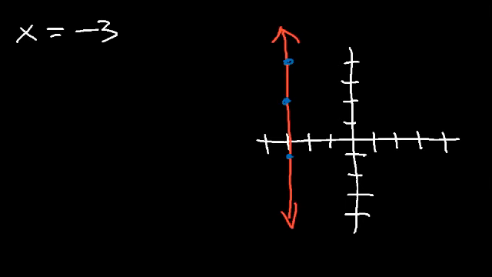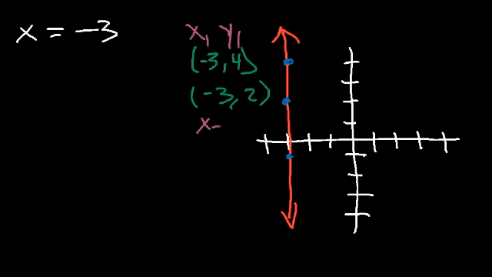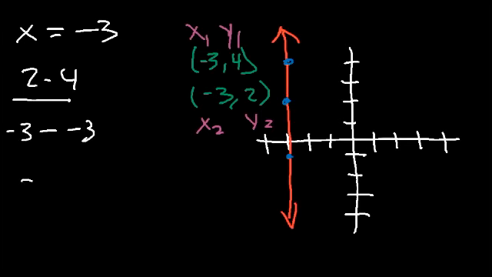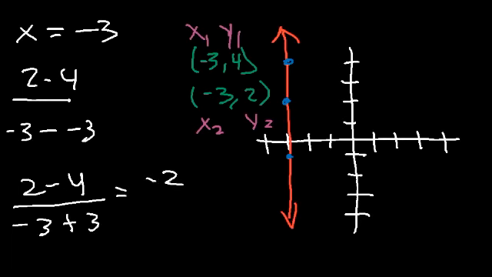If you pick any 2 points, let's say if we pick the point (-3, 4) and (-3, 2). Let's calculate the slope. Let's say this is x1 and y1, and let's say this is x2, y2. So y2 minus y1, that's 2 minus 4. x2 minus x1, negative 3 minus negative 3, which is the same as negative 3 plus 3. So 2 minus 4 is negative 2. Negative 3 plus 3 is 0. So anything with a 0 on the bottom is undefined.